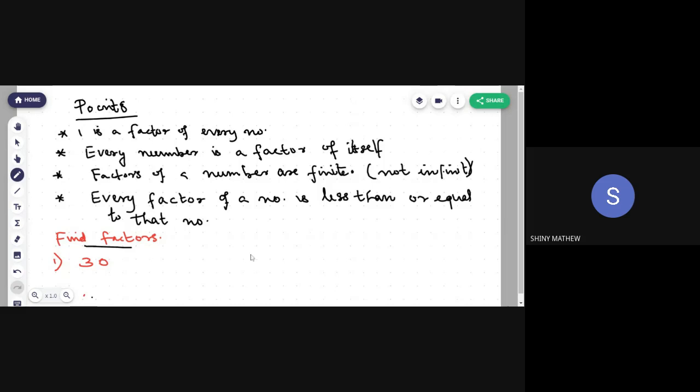Yes, miss. For finding factors, there is an easy method. You listen. You can write this way: 1 time 30, that is 30. Then we have to check whether 30 is in the table of 2. 2 times 15 is 30.